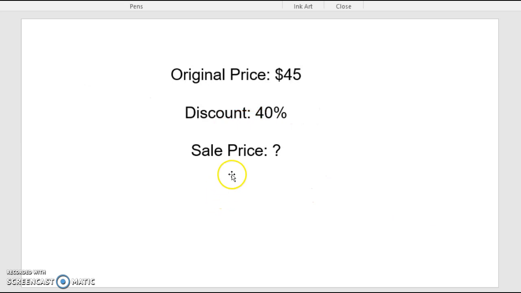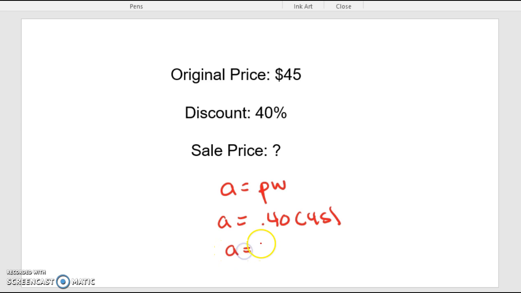All right, so we're actually finding sales price here. So sales price is A. We find that by doing P times W. So our percent discount is 40%, times 45 is 18. So our sales price, oops, sorry, actually, hold on one second. Our answer is 18, but then remember we need to take that away from our original price. So 45 minus 18 would give us a total of $27 for that item.